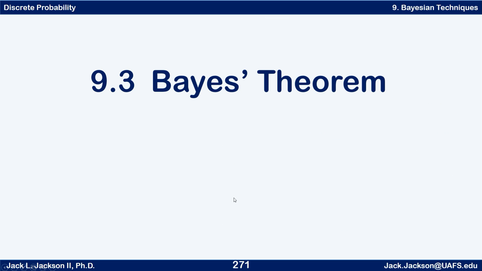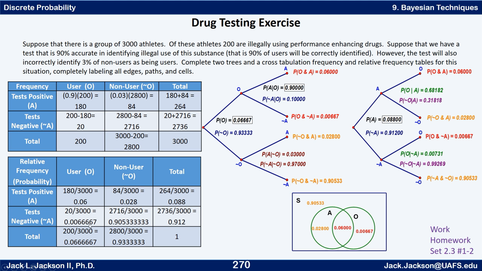So here are the two trees. Whoops, back up. Here are the two trees here. We have O and A again. And so we have this setup. So a user is going to be O. A non-user is not O. A is test positive. Not A is test negative. You might have used different letters. That's fine. But here are the two trees that are set up.